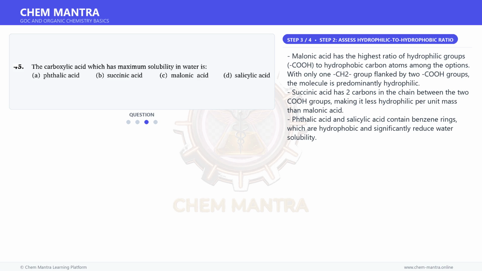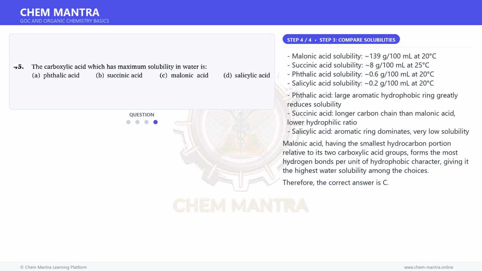Malonic acid has the highest ratio of hydrophilic groups, -COOH, to hydrophobic carbon atoms among the options. With only one CH2 group flanked by 2 COOH groups, the molecule is predominantly hydrophilic. Succinic acid has 2 carbons in the chain between the 2 COOH groups, making it less hydrophilic per unit mass than malonic acid. Phthalic acid and salicylic acid contain benzene rings, which are hydrophobic and significantly reduce water solubility.